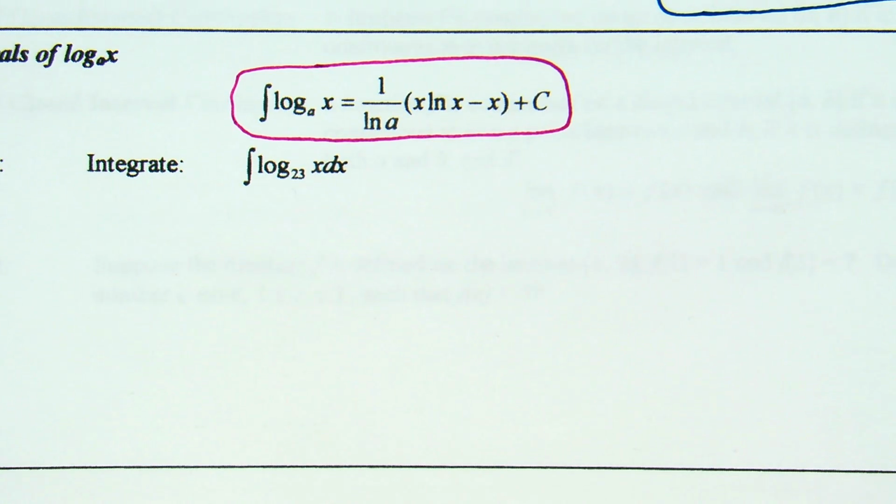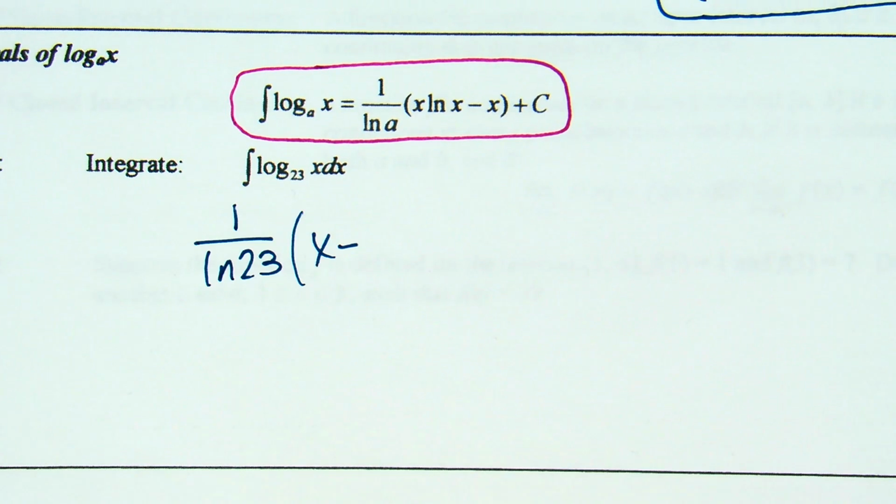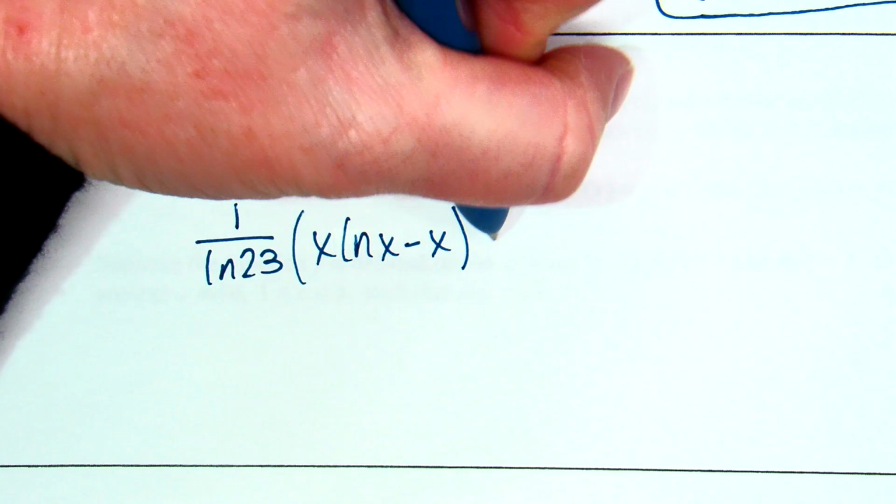So, okay, what's the integral of log base 23 of x dx? 1 over natural log of 23 times x ln x minus x, and then don't forget, it's indefinite, so plus c, correct?